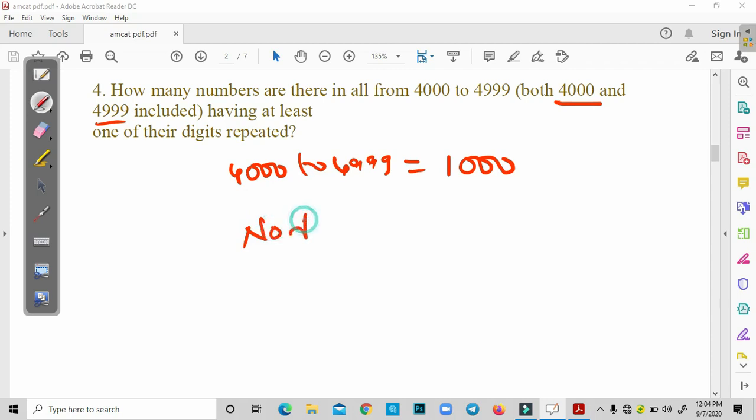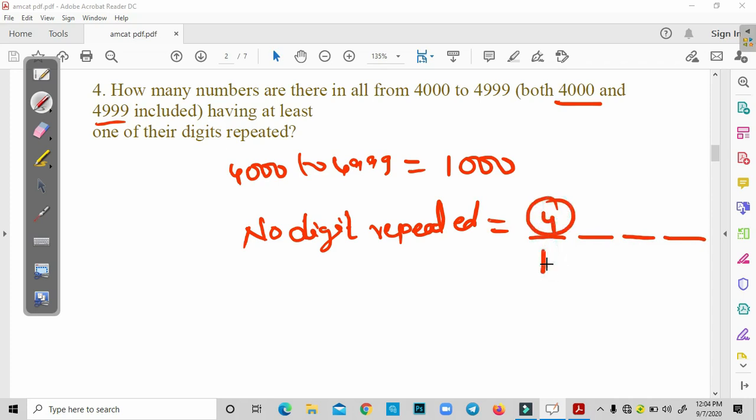So no digit repeated. How many cases are there in which no digit is repeated? How many places are there? 1, 2, 3, 4. In these 4 places, let us see. First place can be filled with only 4, that we know. So it is only one possibility. Now come to the second place. Here I can place any number from 0 to 9.